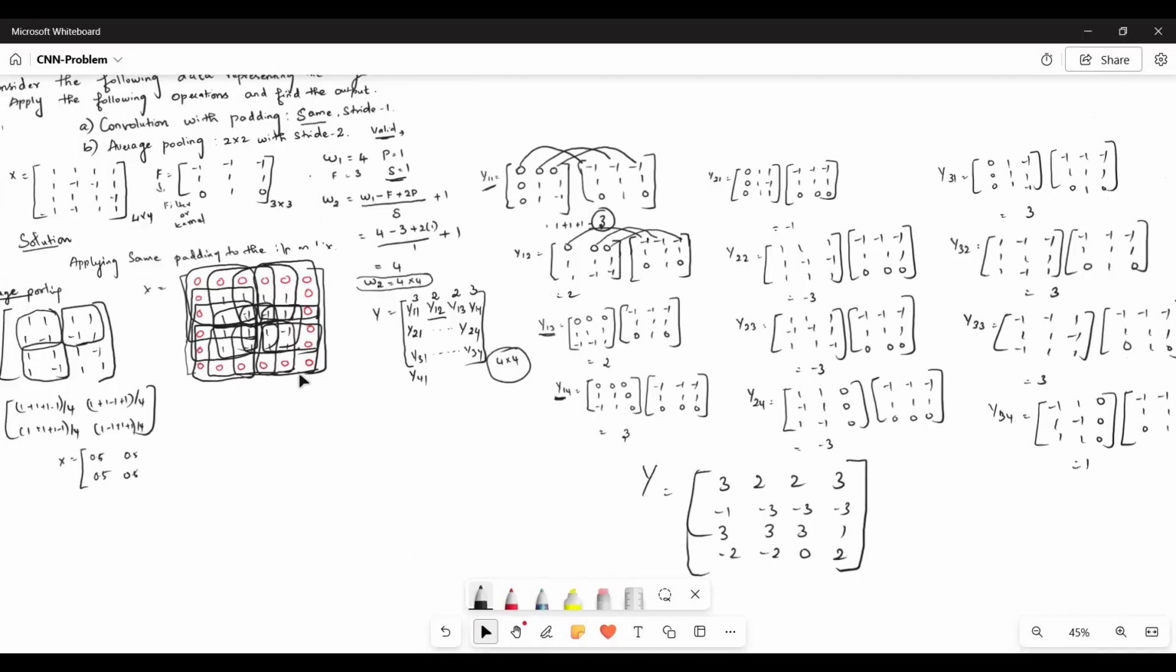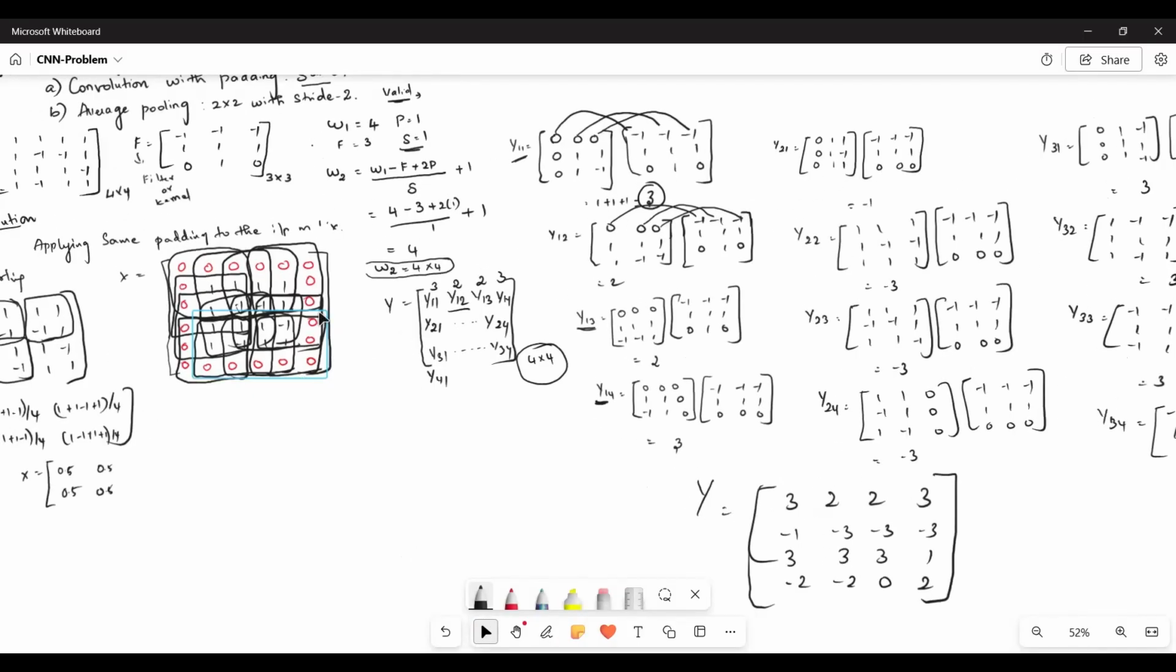So see here, we cannot move the filter anymore in the horizontal direction as well as in the vertical direction, since we cannot multiply with the filter. So this is the output matrix.